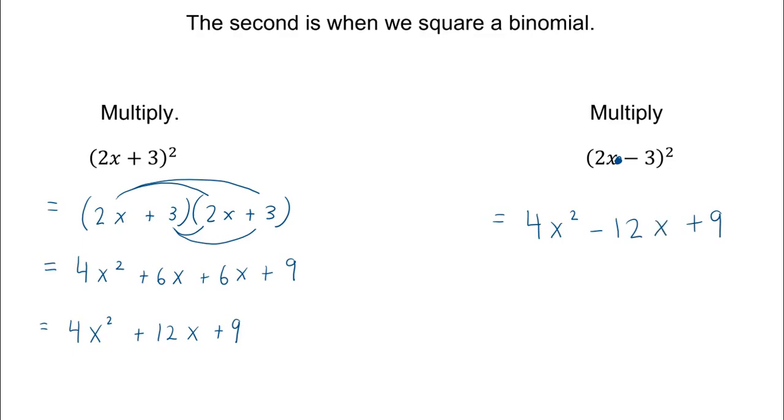Now, if you do this by FOILing, you're going to get the same result. But because we know the shortcut, we didn't have to do the whole FOIL process and then combine like terms. We just know the end result is going to be 4x squared minus 12x plus 9.